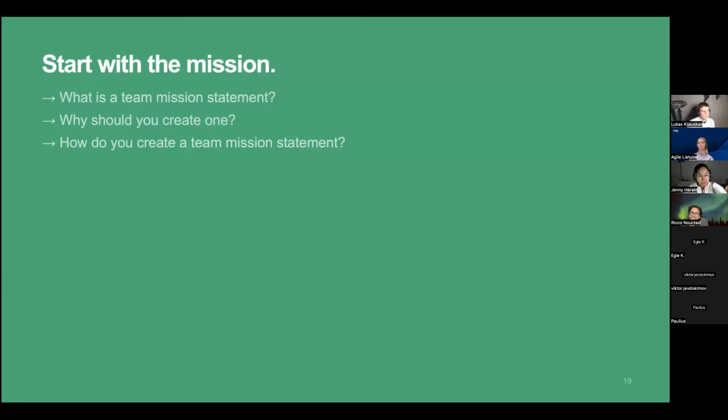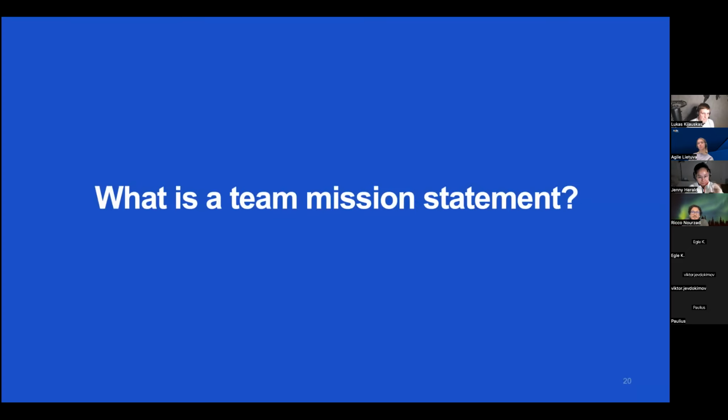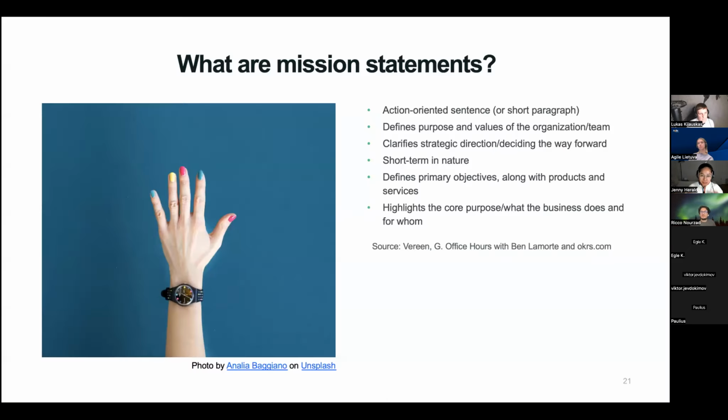All right. The way that I think every team can start, and I argue should start when they're coming together to create OKRs, is to have a team charter of some kind, a mission statement, if you will. And so what is that? It is an action-oriented sentence that defines the value and purpose of your team, the strategic direction that you're going. It may be short-term in nature.